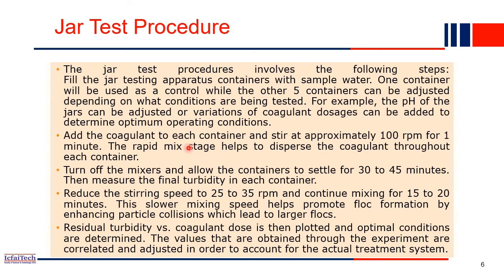So add the coagulant to each container and stir approximately 100 revolutions for 1 minute. So 100 revolutions per minute is the speed we are setting, and we are doing the rapid mix basically. So once rapid mixing is done, then we keep it constant for 30 to 45 minutes.